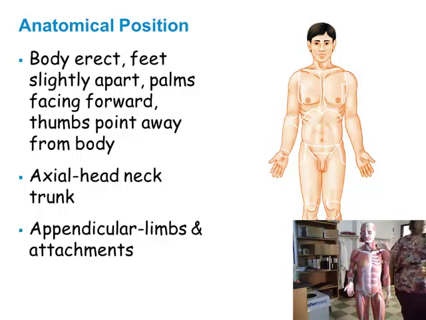The appendicular then is where you have the joints and the attachments. So you have the attachments of the limbs, you have the upper limb and the lower limb. As we go through and look at the skeletal system, this will be a very important designation in terms of how the skeleton relates to the axial and appendicular skeleton.